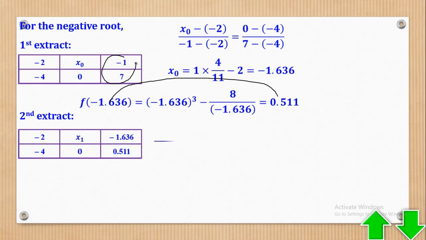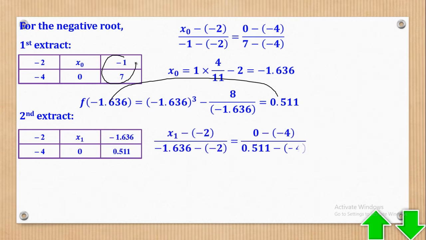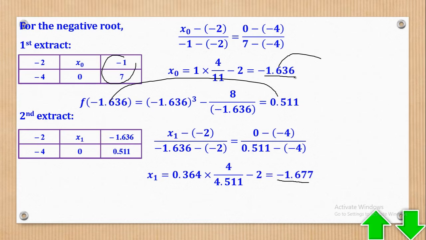So after that, we shall use linear interpolation to come up with the value of x1, and therefore when I make x1 the subject, x1 will be -1.677. So when I compare this to 1 decimal point, it is -1.6, and this one to 1 decimal point it is -1.7. Therefore I have to continue.